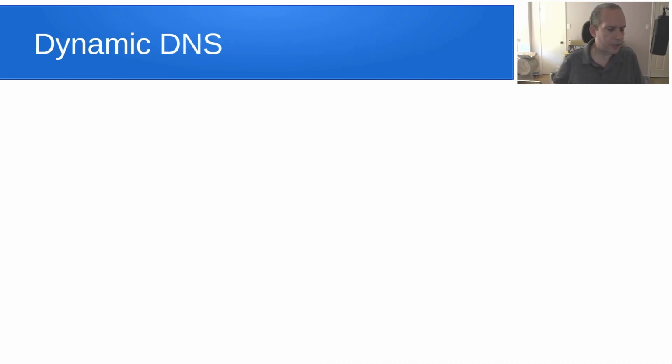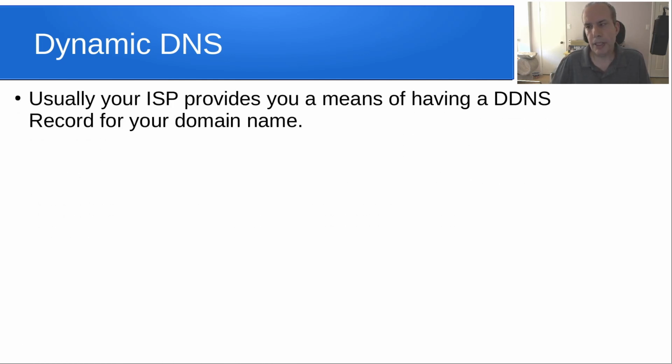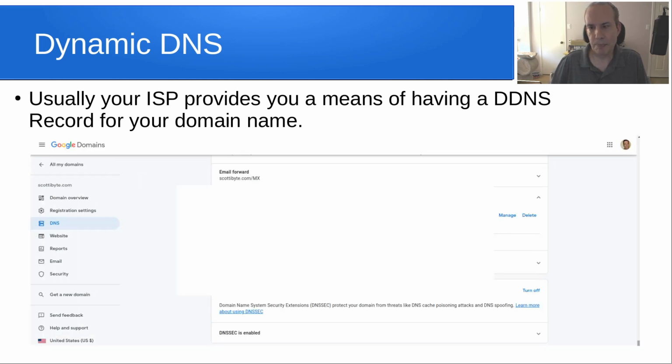So the next thing you're going to need is dynamic DNS. We talked about that a little bit earlier. Usually your ISP provides you a means of having a DNS record for your domain name. Okay? So when I say your ISP provides you a means, they don't really provide you a means. I meant to say your DNS provider provides you a means of having a DDNS record that can be in there. Your ISP, they just like giving you a record that can change all the time. So that's an interesting little aside.